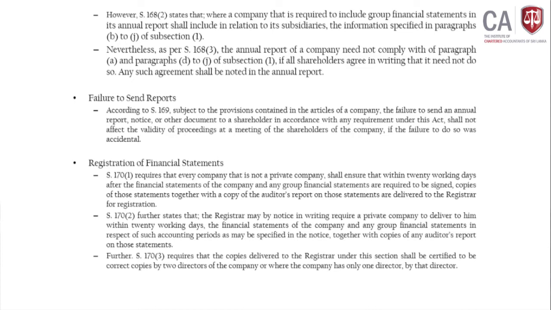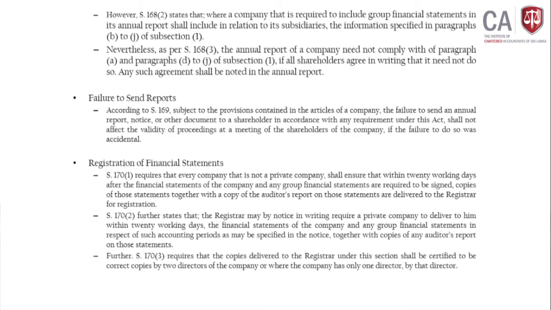Once the financial statements of the company are required to be signed, copies of those are to be sent along with the auditor's report for registration. But with regard to the private company, that requirement is not there. Section 170 subsection 2 further states that the registrar may by notice in writing require a private company to deliver to him within 20 working days the financial statements of the company, or if it is a group, then the group financial statements, in respect of such accounting periods as may be specified in the notice, together with copies of any auditor's report on those statements.